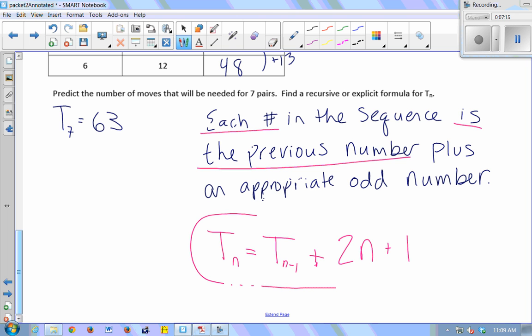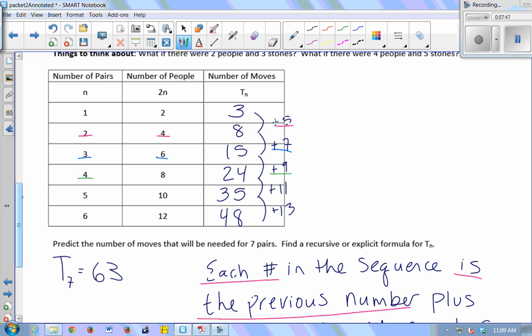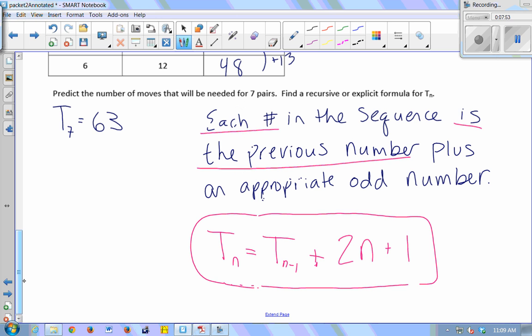There's a recursive formula. The explicit formula is much trickier for this one. You definitely could try to play around and find a formula. I've had many students do it, but I wouldn't ask you to do something like this on a test. I wouldn't ask you to find an explicit formula that's really hard to figure out. But the recursive one wasn't so bad, right? We did have to notice that the 2n's were related to the number that we were adding.